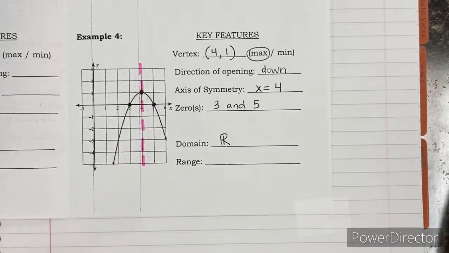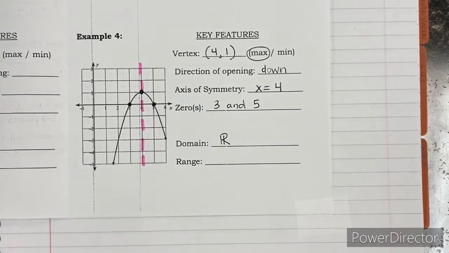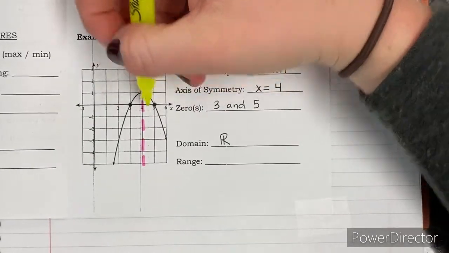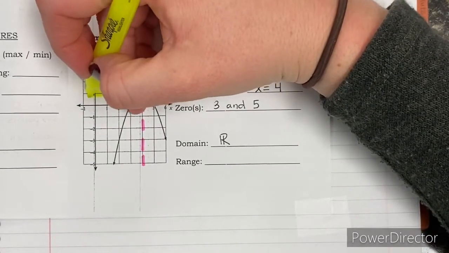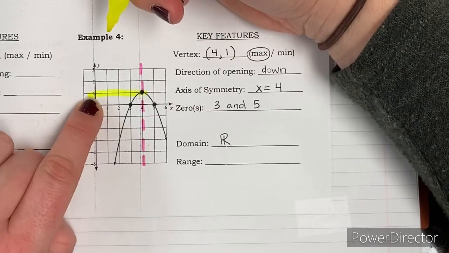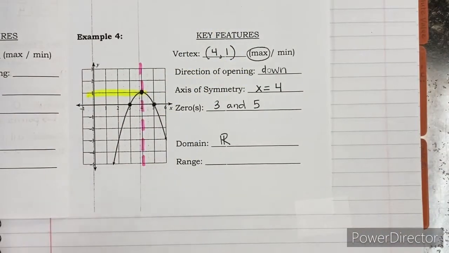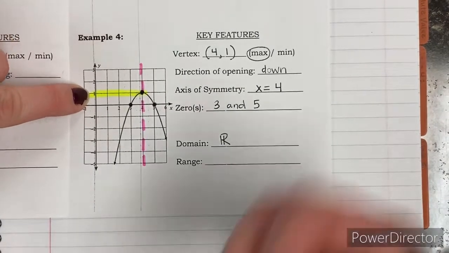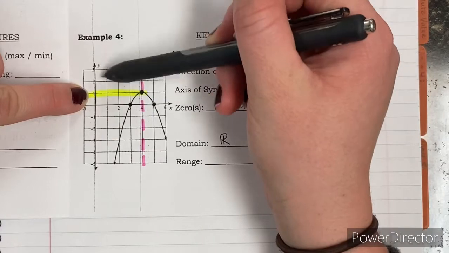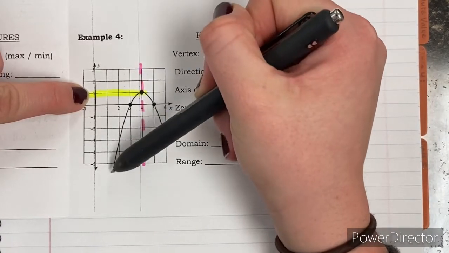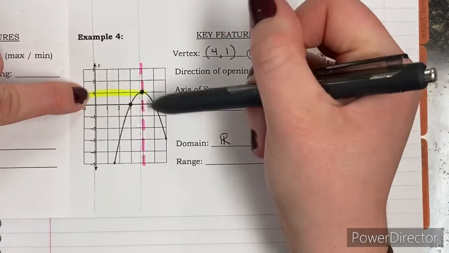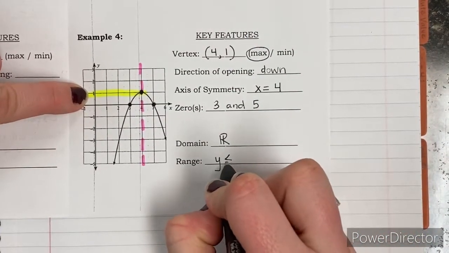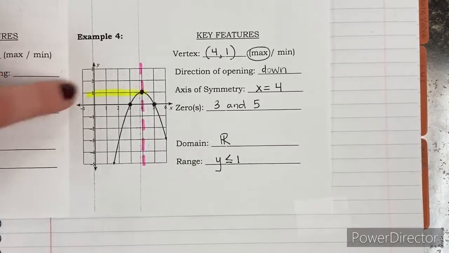And then range, how you find range, here's a quick way. Take your highlighter, start at the vertex, and we're talking about y values here, so draw a line back to the y-axis because that's going to tell you your y value. So I know that I'm dealing with 1. Now, the only thing I have left to decide is if I'm going to use everything greater than 1, which would be above, or everything less than 1, which would be below. And since my graph opens down, I'm actually below. So my range is y is less than or equal to 1.